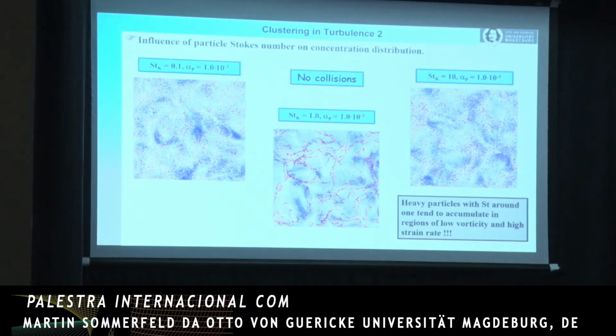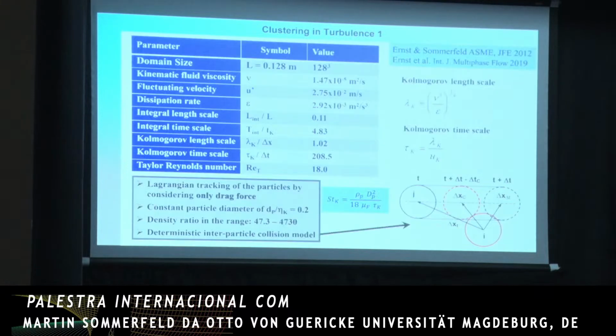So thinking, clustering might induce interparticle collision. That was our idea. None of the physicists looked at interparticle collision at that time. And now you go further. You increase the Stokes number to 10, and again you get a homogeneous distribution. So that is: low Stokes number, no clustering; intermediate Stokes number, clustering; high Stokes number, no clustering. So let's go back. These are basically the conditions.